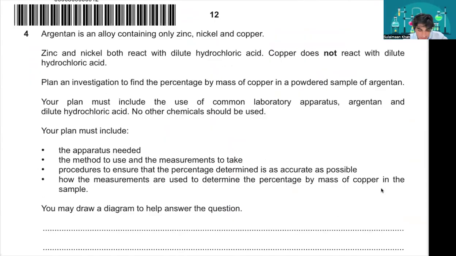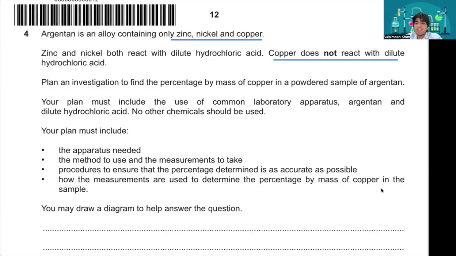Then, argentan, I don't know how it's pronounced, but argentan is an alloy containing zinc, nickel, and copper. Zinc and nickel both react with dilute hydrochloric acid. Copper does not react with dilute hydrochloric acid. What would this experiment include?